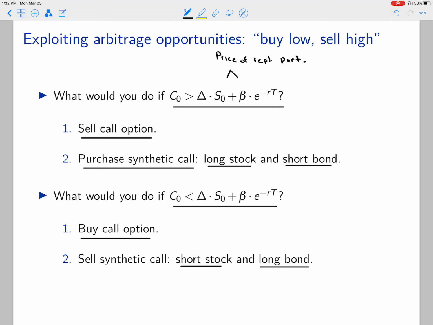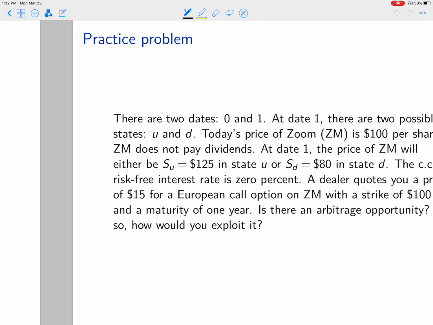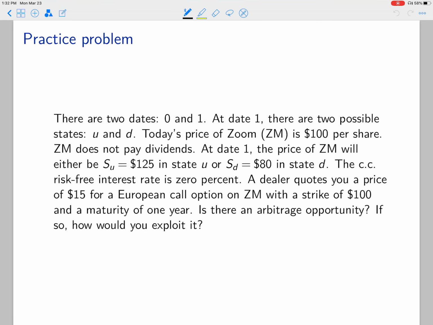So the idea is very simple. By no arbitrage, the price of the call option must equal the price of its replicating portfolio. If it doesn't, then there's an arbitrage, and we can exploit it by constructing a portfolio that buys the thing that is cheap and sells the thing that is expensive. The payoff to the arbitrage strategy will always be 0. However, it will generate positive profits at the date of origination. To make sure we understand this concept, we'll do a practice problem. I'll give you a minute to look over the problem, and then I will go ahead and solve.